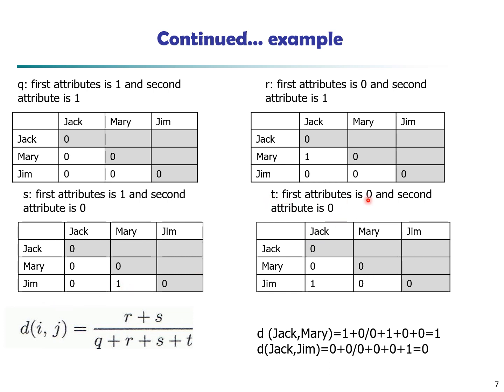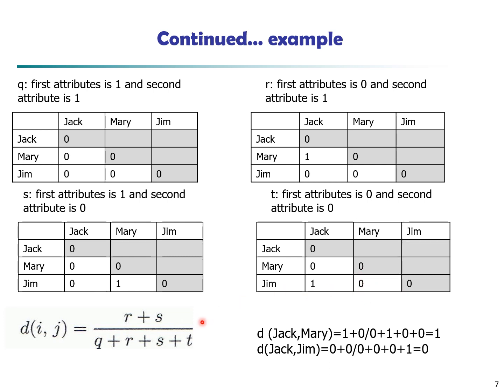For T, we have to have both attributes to be 0. And remember, we are referencing the table from the previous slide. So Jack is 0 and Mary is 0? No. Jack is 0 and Mary is 1. Jack is 0 and Jim is 0? Yes. Jack is 0 and Jim is 0. Mary is 0 and Jim is 0? No, never. It didn't happen.